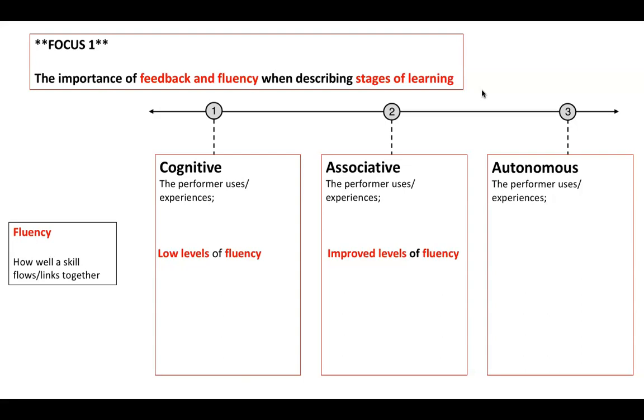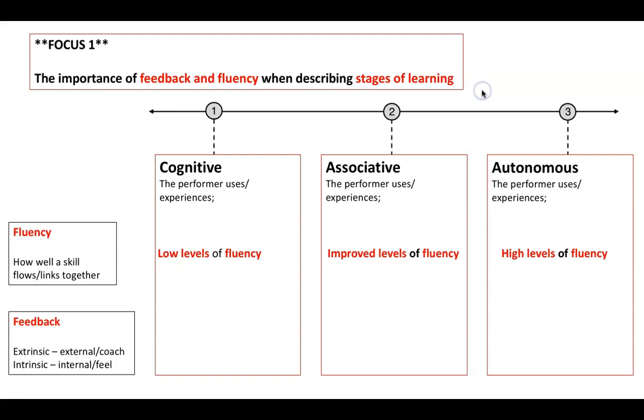With that stem of just low levels, we've remembered fluency now. We're going to be able to characterize each stage using the term fluency. Low levels of fluency in the cognitive stage, improved levels of fluency in the associative stage. We're getting better. We're still not great, but we're getting better. And you've guessed it, in the autonomous stage, we're going to have high levels of fluency. So, as you've noticed, by using one word, just fluency, we are able to describe the three stages of learning in terms of characteristics. We're able to do the same for feedback as well.